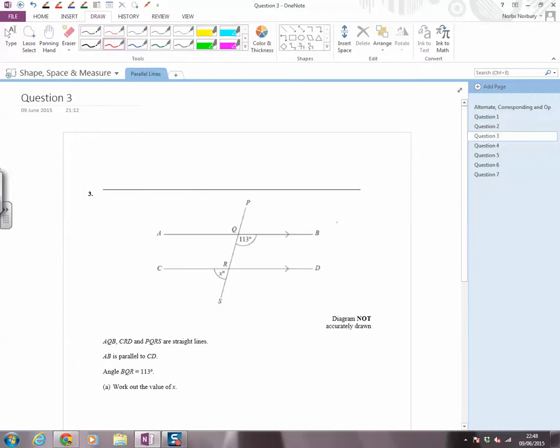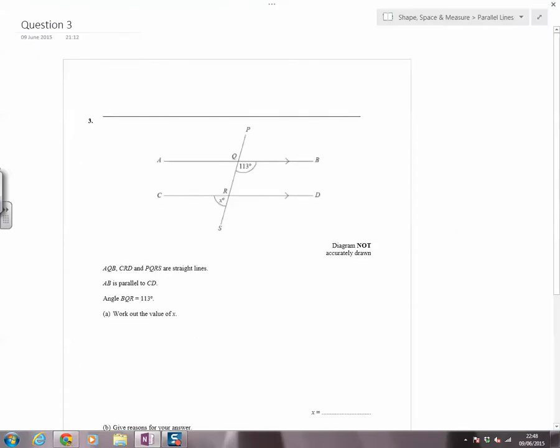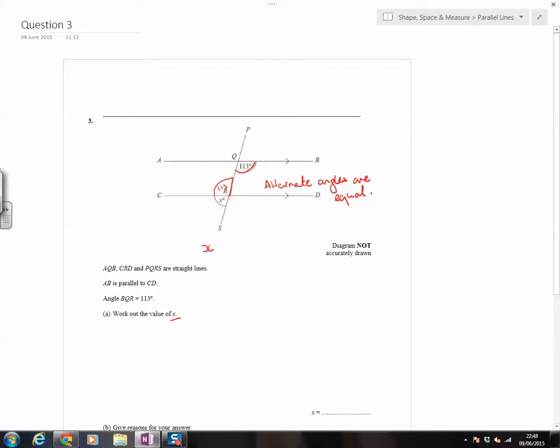Now let's try question 3. So here we go. Let's make it full page. We need to work out the value of X, and we're given this angle here is 113. Now, if that's 113, well, I know that this is 113. Why is this 113? Well, it's an alternate angle. And we know alternate angles are equal. Well, if that's 113, X is on the straight line here. So X has got to be equal to 180 minus 113, because angles on a straight line add up to 180, and that makes this 67 degrees. So X equals 67 degrees.